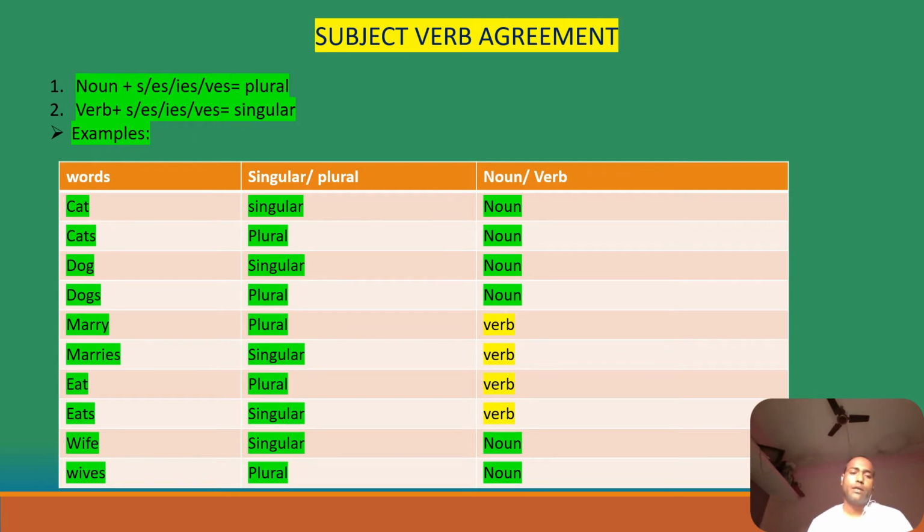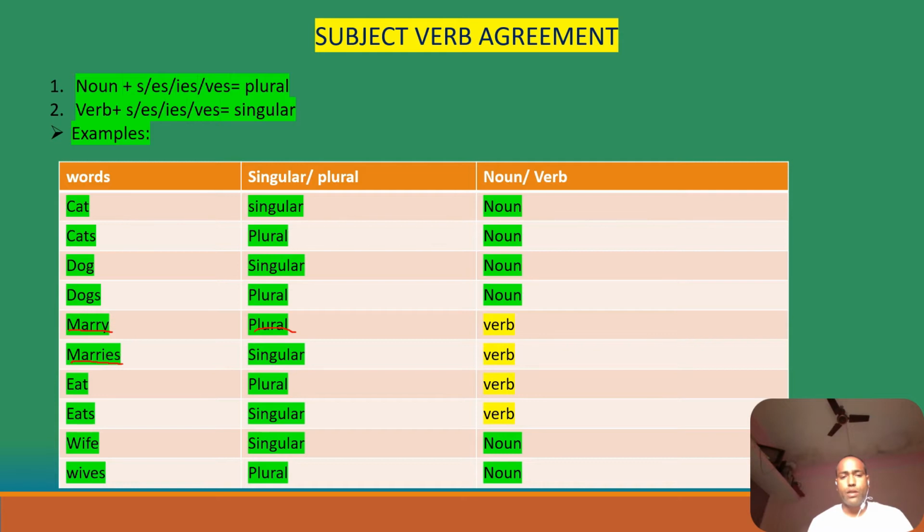And see here the case of marry. Marry is not a noun. Marry means verb. So this is plural. Why is it plural? Because no s, es, ies or ves is added to the word. And you can see down here marries. Here ies is added with marry. So this is singular. So whenever we say verb 1, that is plural, and whenever we say verb 5, that is singular.